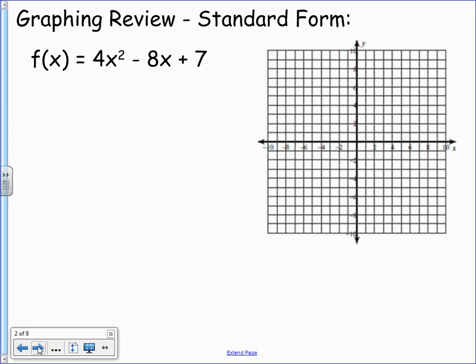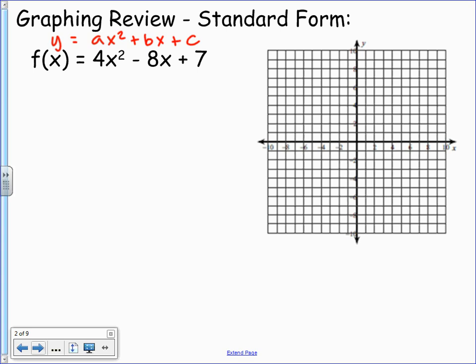Let's go ahead and start with f of x equals 4x squared minus 8x plus 7. This is in standard form, which, if I look at my notes, is y equals ax squared plus bx plus c. I'd like to write my form right above my problem because it makes it really easy for me to see what a, b, and c are equal to.